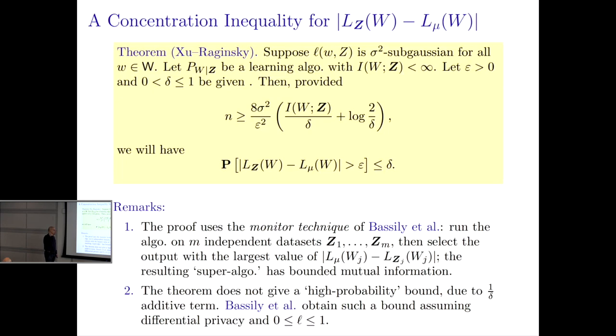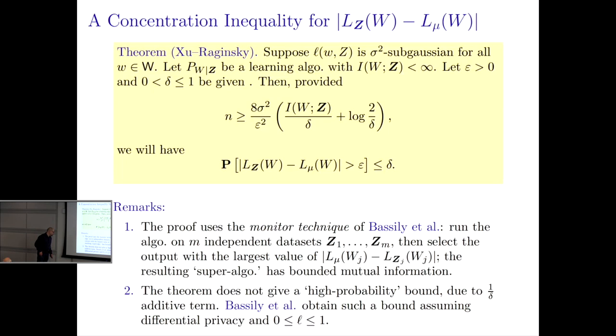And so if the original algorithm does not generalize with high probability, with this probability, then you can actually derive a contradiction, and that's how you do it. There's one shortcoming, because this is not really what one would call a high probability bound, because the dependence on delta here is 1 over delta as opposed to log 1 over delta.